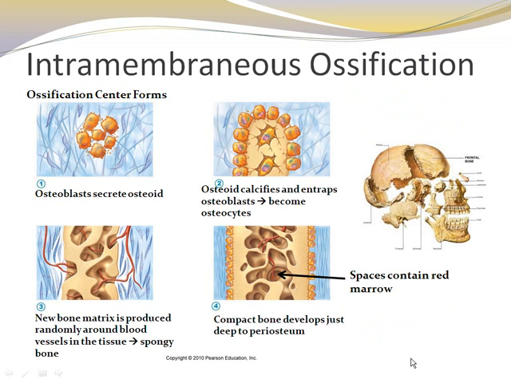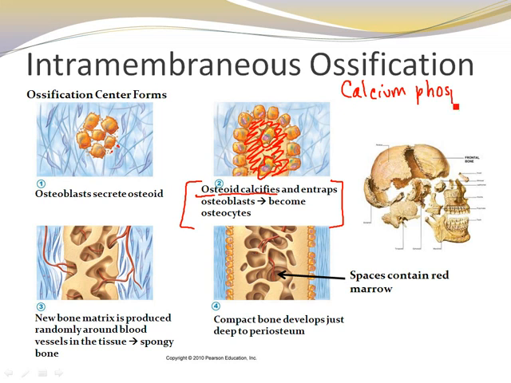Okay, I'm going to erase that. So those little dots you see there, that's supposed to be the osteoid that's forming. Then you move over here to part 2, and notice some of those original osteoblasts have completely surrounded themselves in bone matrix. What they've done is they have calcified the osteoid. So they have deposited the calcium phosphate crystals.